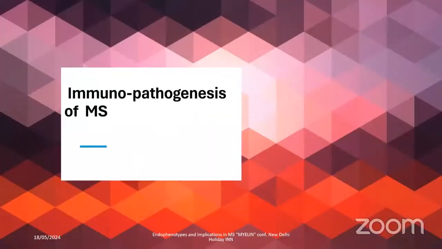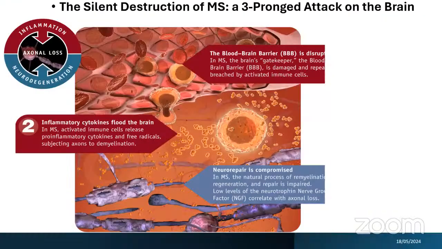So let's look at the immunopathogenesis of MS. MS silently progresses. There's a three-pronged attack. One is on the blood-brain barrier by the activated immune cells. The blood-brain barrier is breached and damaged, and repeatedly it is breached. The second is secretion of inflammatory cytokines which flood the brain; these activated immune cells release pro-inflammatory cytokines and free radicals. The third aspect is that repair is also compromised in multiple sclerosis.